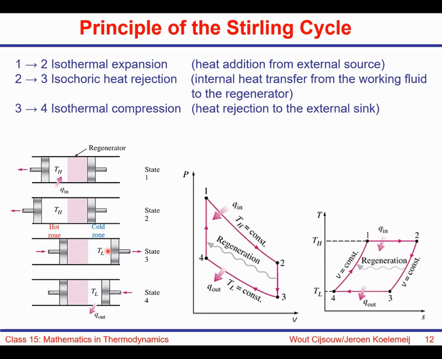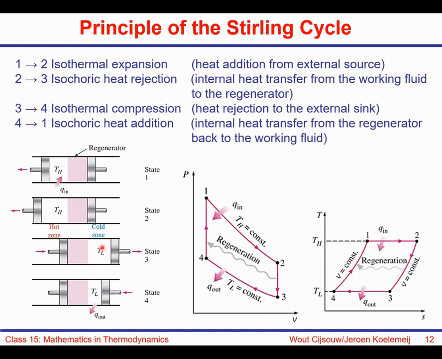That's the next stage where we go from 3 to 4, and it's again isothermal. So heat is now given away to the environment, to the cold heat sink, and while heat is being given away to the environment, the temperature is actually not allowed to drop, because this piston will compress the gas. So it will stay at the same temperature. The volume here will decrease.